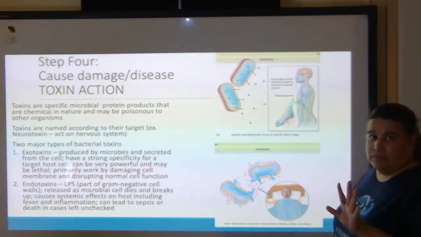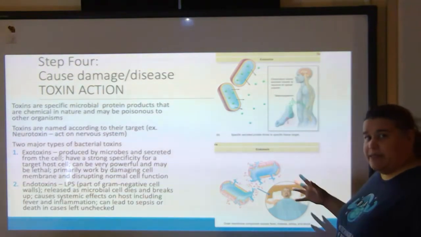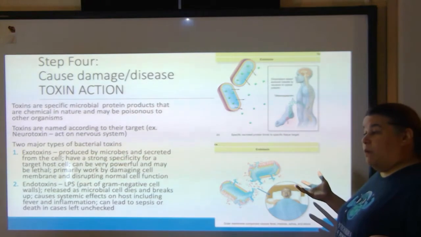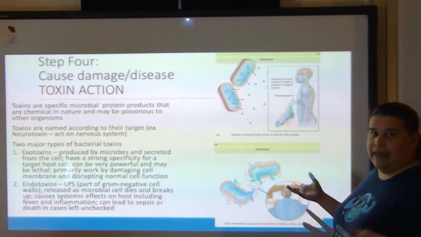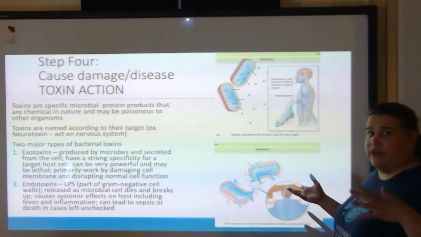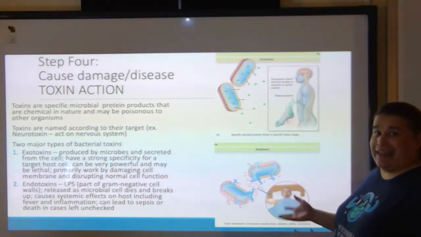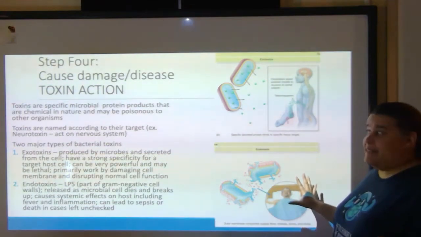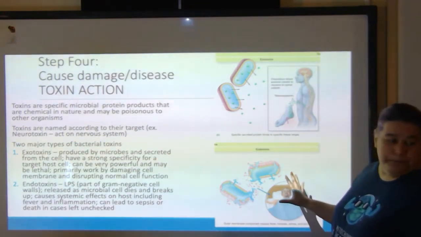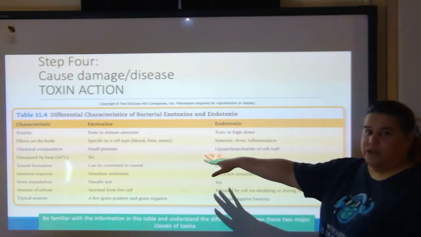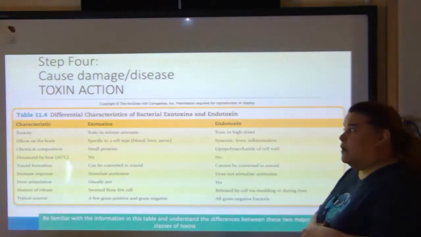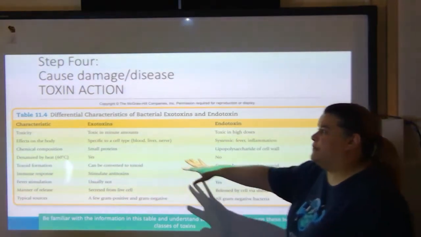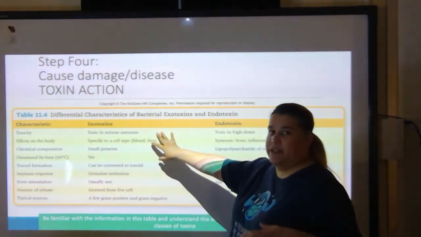It's a bad idea. It can lead to sepsis, which is a blood infection, or ultimately, if your immune system gets way too carried away, it can actually lead to death. It can throw you into shock and lead to death. This is the endotoxins. Let's compare them, exotoxin to endotoxin. As far as toxicity goes, exotoxins can be toxic in very small amounts.